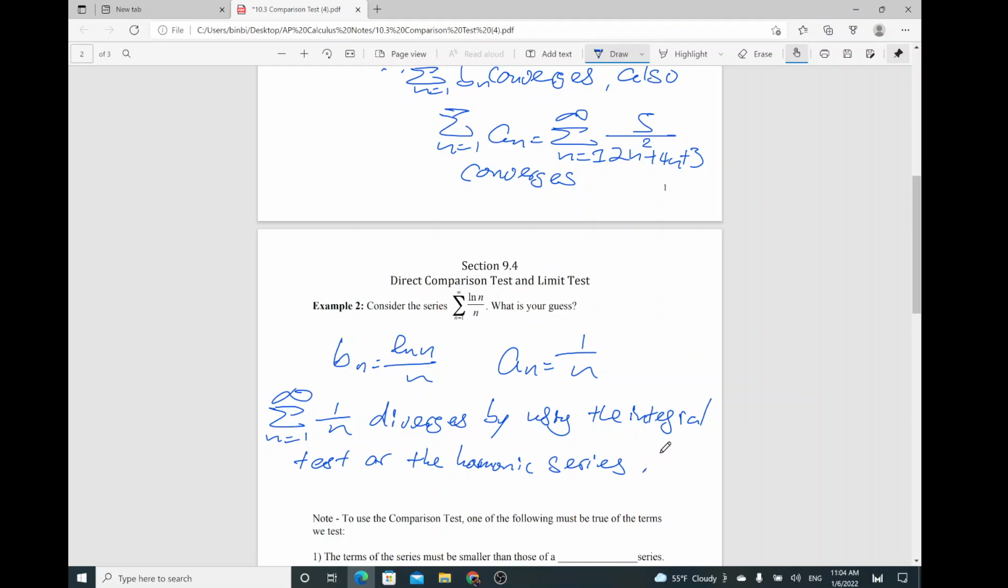So that means the series sigma a sub n diverges. So if a sub n diverges, then b sub n diverges as well.